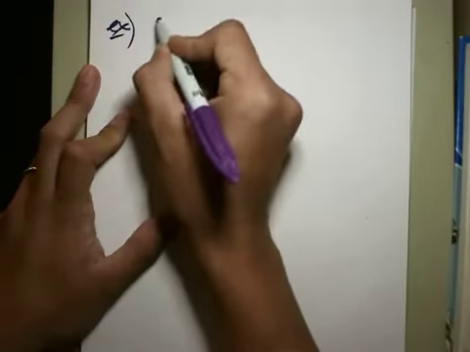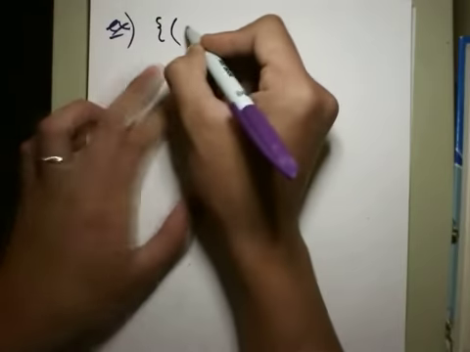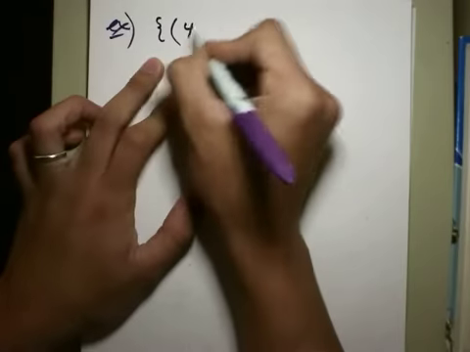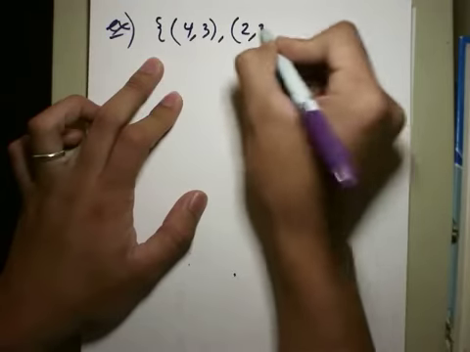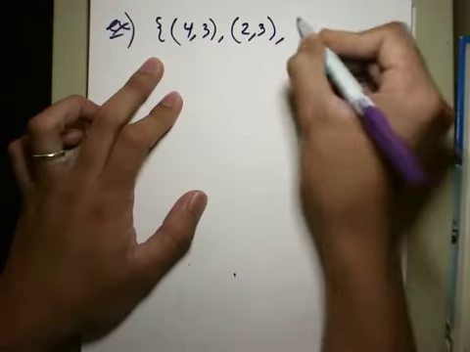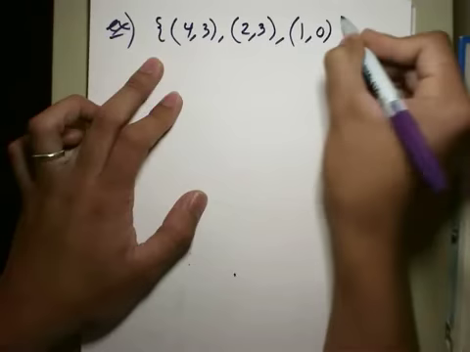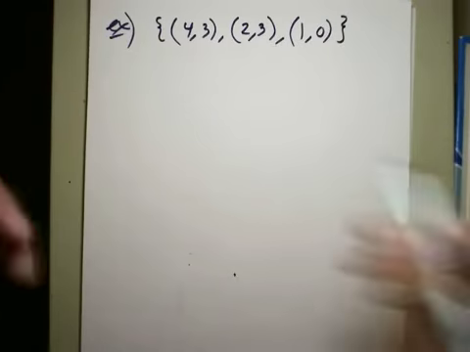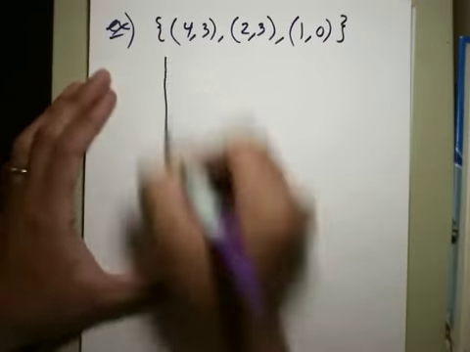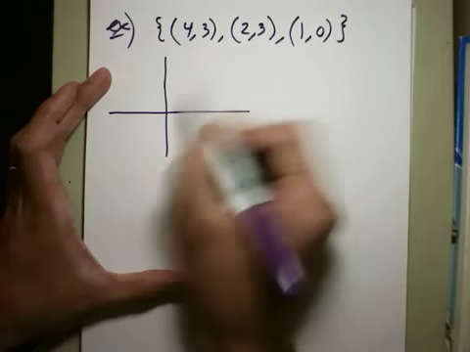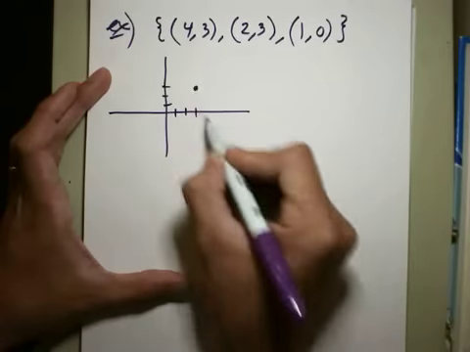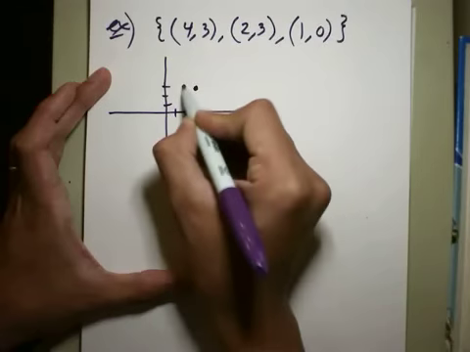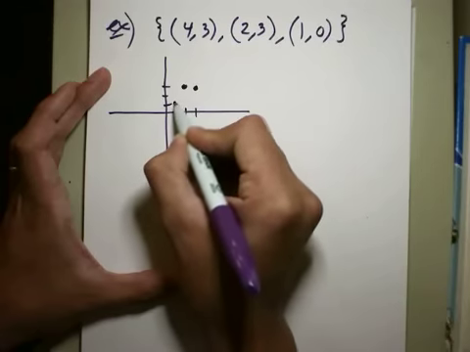So pretend, once again, here's my relation. I have 4, 3. I have 2, 3. I have 1, 0. So just make it short for now. And I'm just going to quickly show you this on a graph and do a mapping diagram instead. So 4, 3. Here's 4, 3. Here's 2, 3, and 1, 0 right there.